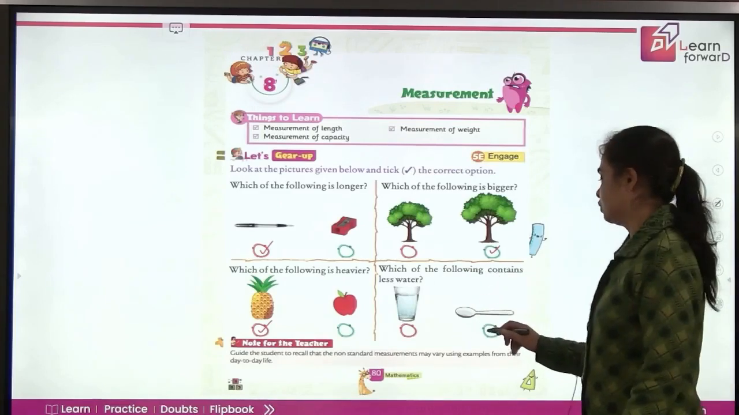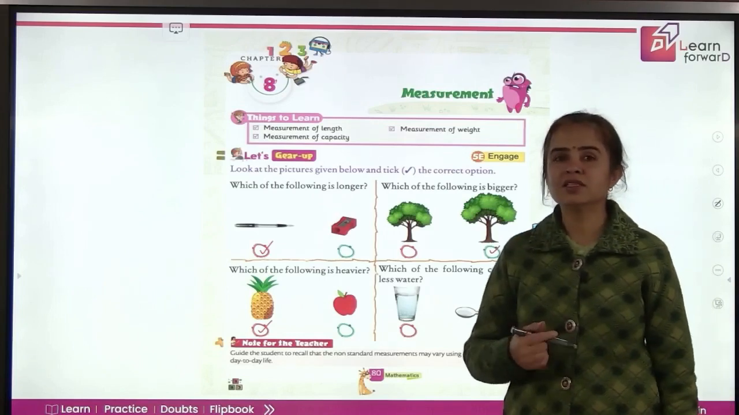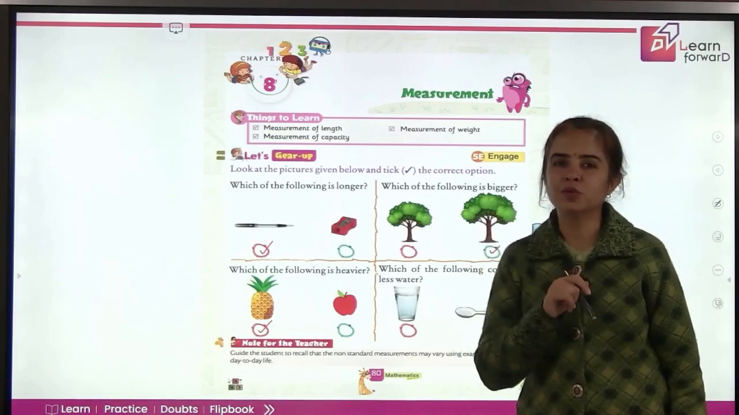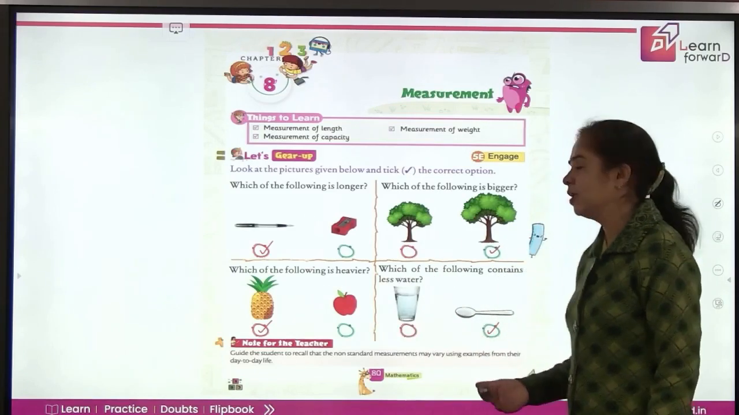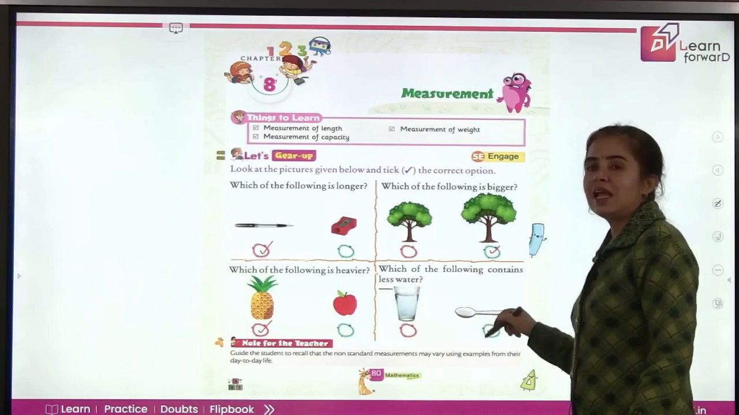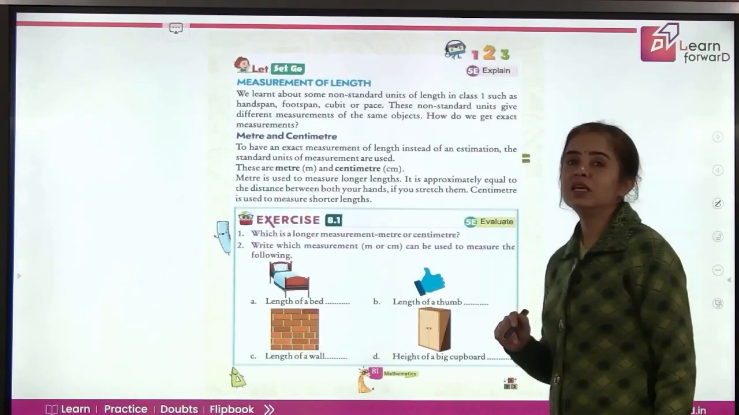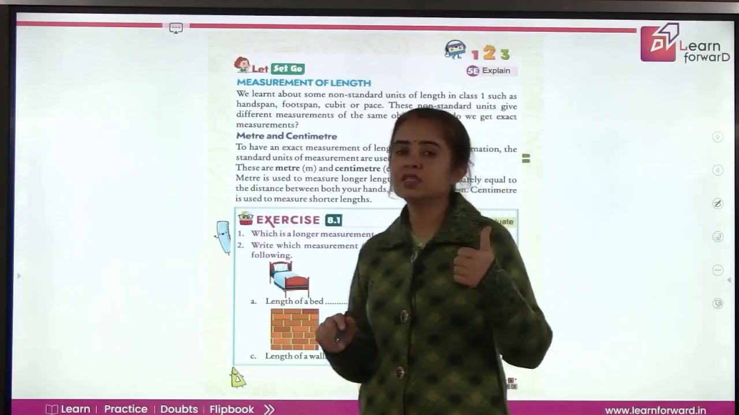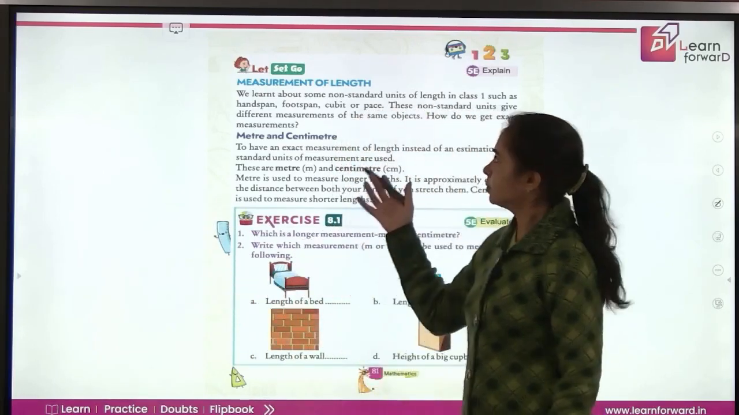Less, of course, in a spoon. Do you think you can quench your thirst by drinking water with a spoon? No, you cannot. You always need a glass full, isn't it? So this has less water, children. So this is all that we study in measurement. We talk about weight, we talk about length, we talk about liquids.